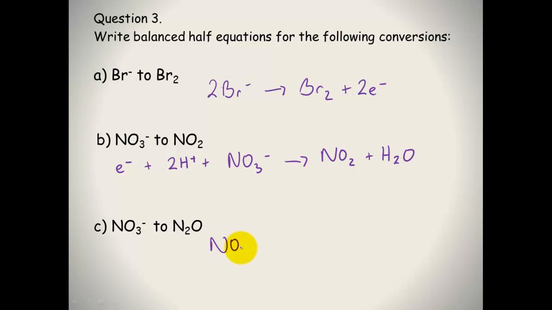Last but not least, I've got nitrate going to nitrous oxide. Again, balance the atoms: 1 nitrogen, 2 nitrogen, so I need to put a 2 in front of the nitrate. Balance the oxygens. I've now got 6 oxygens on this side and 1 oxygen on this side, so I'm going to need to add 5 water molecules to this side. Now I've got 10 hydrogens on this side, so I need to add 10 hydrogens here. And now I've just got to add electrons. What I've got is 10 positive, 2 negative. That makes 8 positive. And on this side I've got no charge. So I've got 8 positive, so I'm going to need to add 8 electrons. 8 negative plus 10 positive equals 2 positive with 2 negative, which equals 0. So that's balanced.